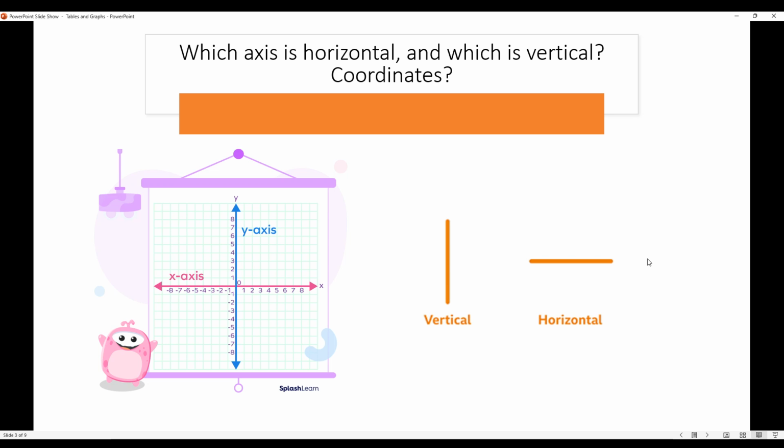Let's look at these two pictures here, and I want you to tell me which axis is the horizontal and which one is the vertical here in this picture. Which one is the horizontal, which one is the vertical? We know that horizontal looks like this and vertical looks like this. So we know that the x-axis is the horizontal axis, while the y-axis is the vertical one. These are called coordinates.